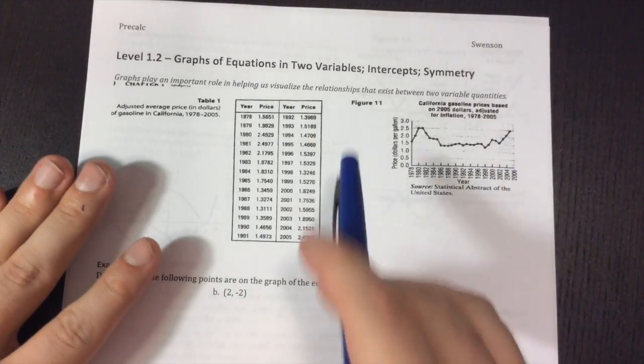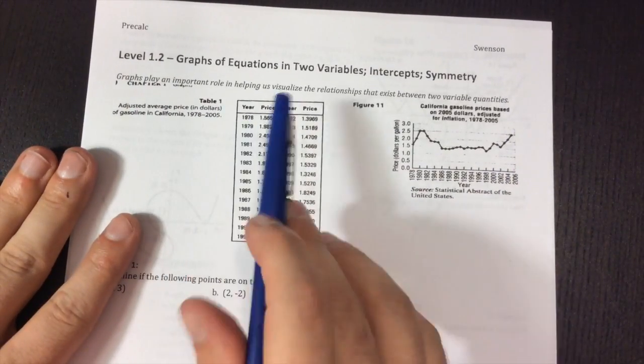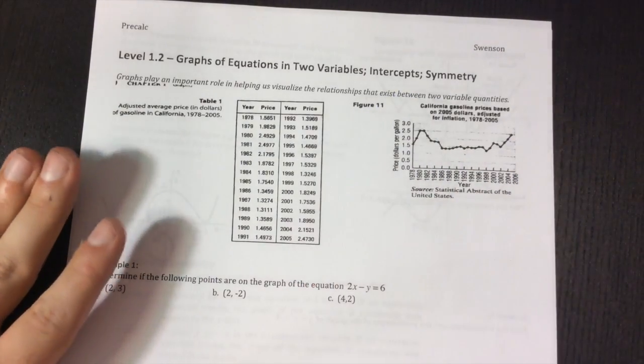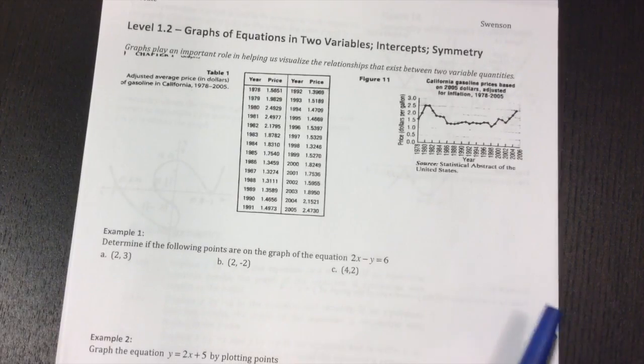So this chapter and this section and this level is going to be focusing on the basics of graphing, finding intercepts, and we're going to talk a little bit about symmetry. All of this should seem familiar, so we're going to just dive right in.